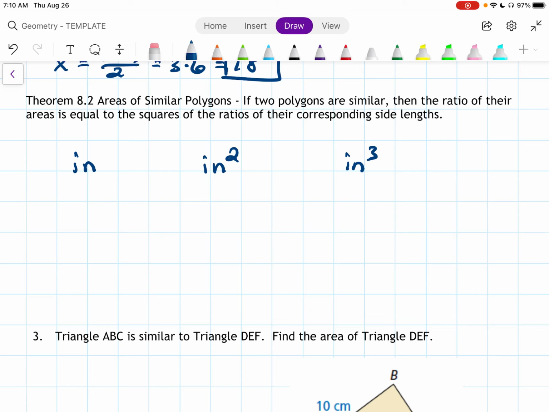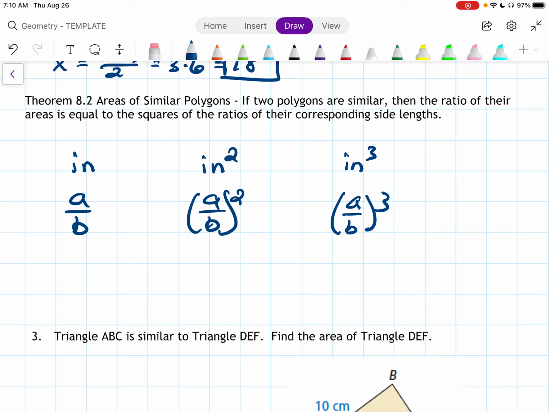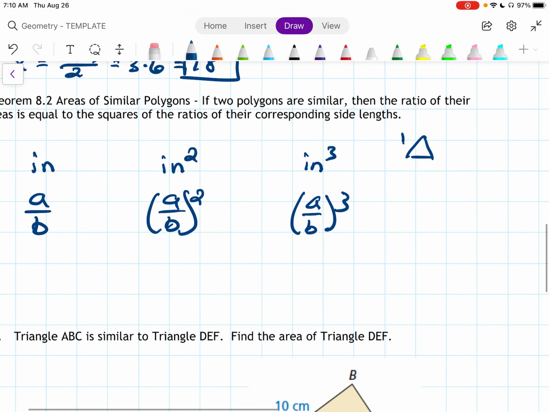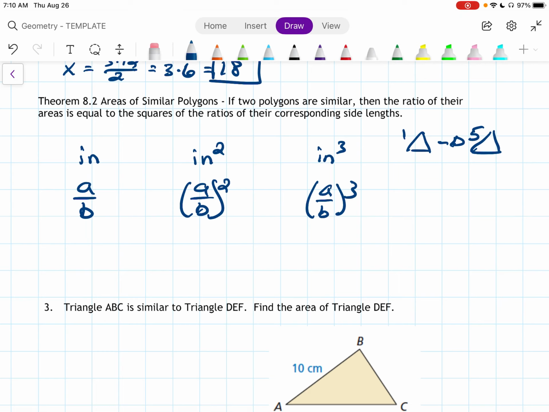If I have a scale factor of A over B in my inches, then for inches squared, it's going to be A over B squared. And then for volume, it would be A over B cubed. So what this is telling me is if I'm going from a triangle that has a side of 1, and then maybe it's going to a side of 5, the similarity transformation increased it by 5, right? Our scale factor is 5. So for inches, that's just a plain old 5. Whenever I go to inches squared, it's 5 squared, or 25, right?